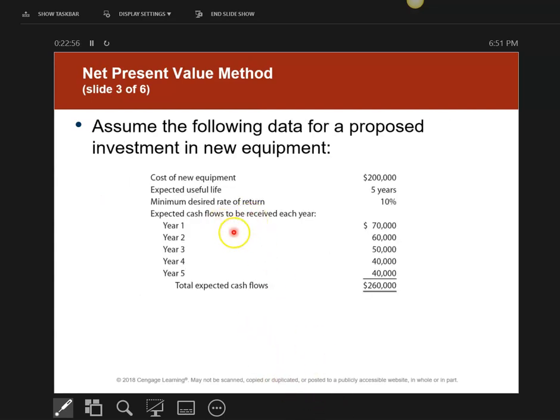So here's what we're looking at. We're thinking about buying a new piece of equipment. It's going to cost me $200,000. I'll be able to use this over 5 years. And my company's minimum rate of return is a 10% rate of return. And here are my cash flows that I will be getting for each year. So notice that they're not all equal. I've got to put out $200,000, but each year I'm going to get this amount of money. So we're going to look at the net present value of the $260,000. In other words, what is that worth today? And if that value is more than $200,000, then we should actually do it.